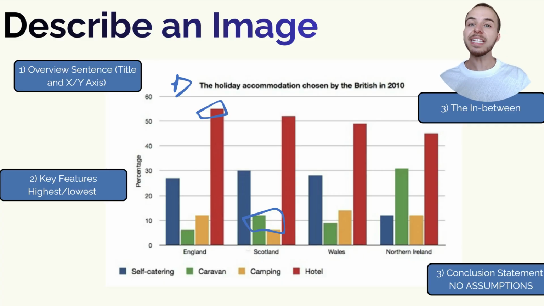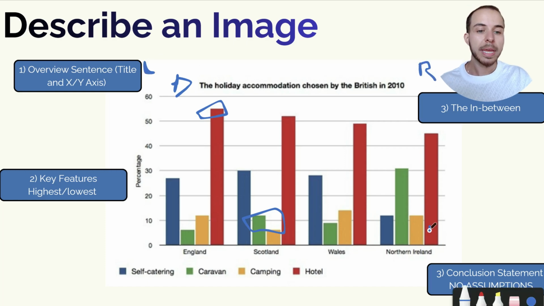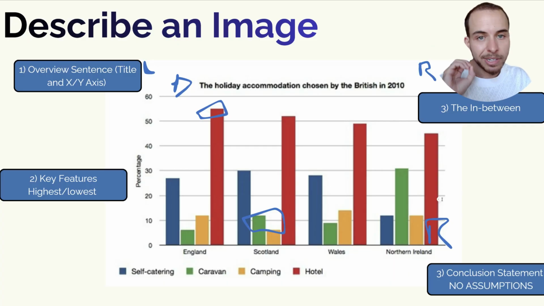If it is a scene picture, then you can start talking about in the right corner, in the left corner, in the bottom right. So you can say in the bottom right, there is a man driving a car. Use prepositions and descriptive vocabulary.